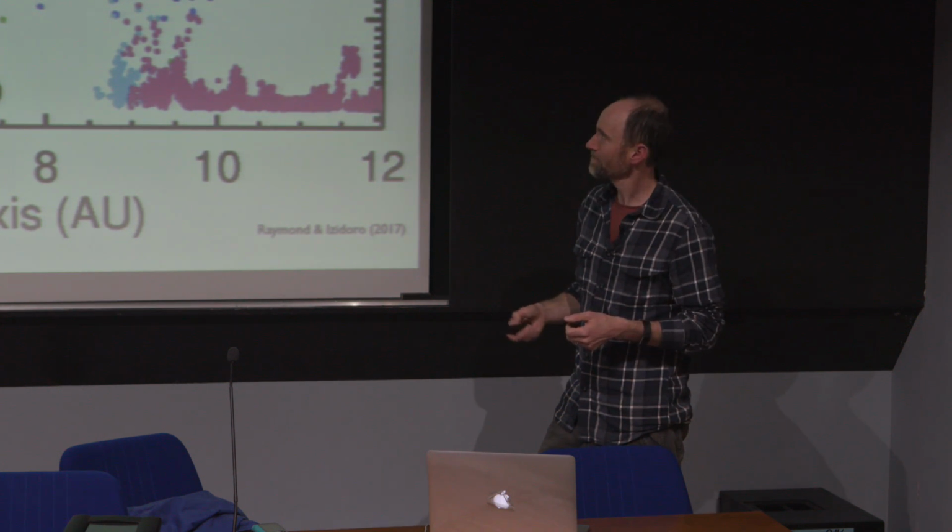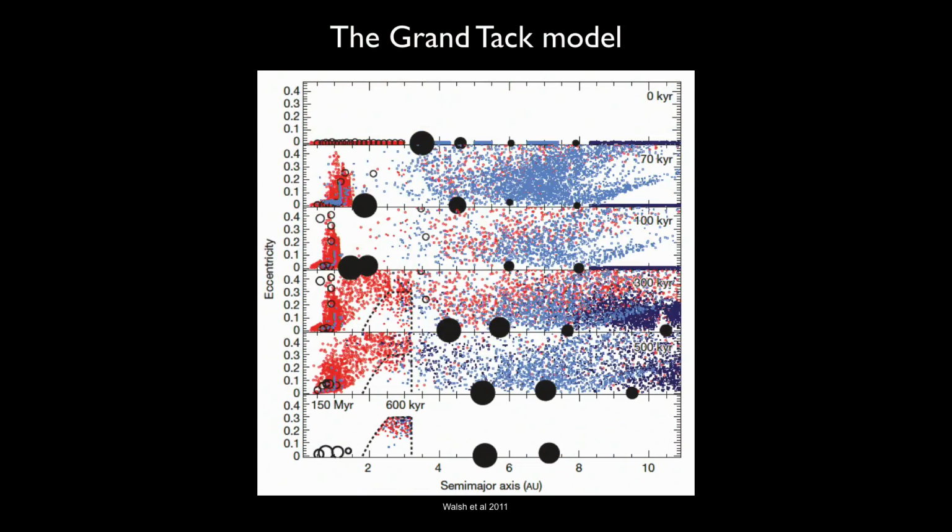Okay? And of course, there's the grand tack model. Here we're showing snapshots in time of Jupiter migrating inward. Saturn catches up, and then they go out. And as they go outward, they go through all these blue things, which represent water-rich planetesimals, some of which are kicked all the way into the growing terrestrial planets. And it looks kind of like this.